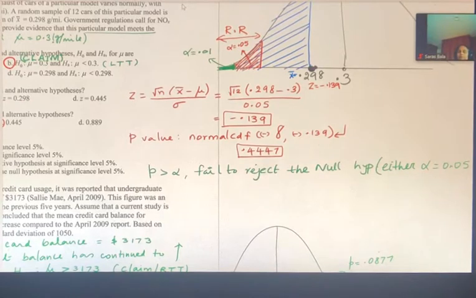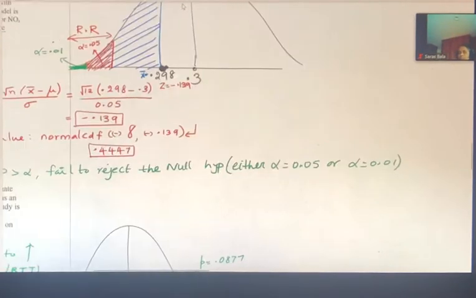When am I going to reject my null hypothesis? When the p-value is less than alpha. The smaller the p-value, the tinier the p-value, I refute it. The stronger the p-value, I fail to reject the null hypothesis. So both 5% or 1%, it doesn't matter because I have a stronger probability value.